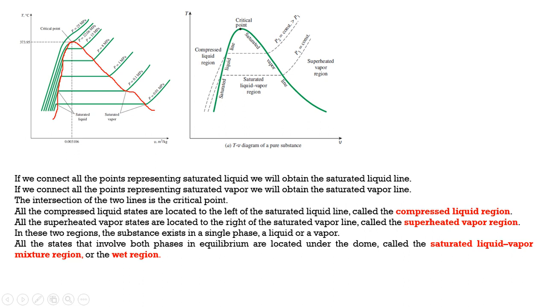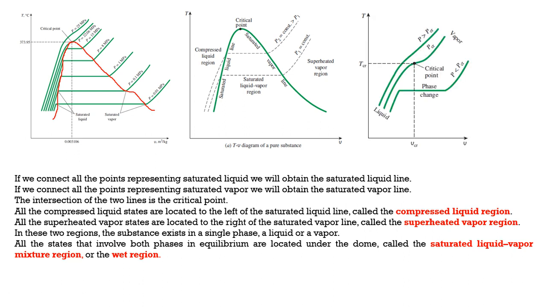The region inside the curve is called the saturated liquid-vapor region because the liquid is converting into vapor, a mixture of water and vapor. So it is called the wet region. And this is the analysis of the critical point. At that critical point, the liquid is suddenly converted into vapor.